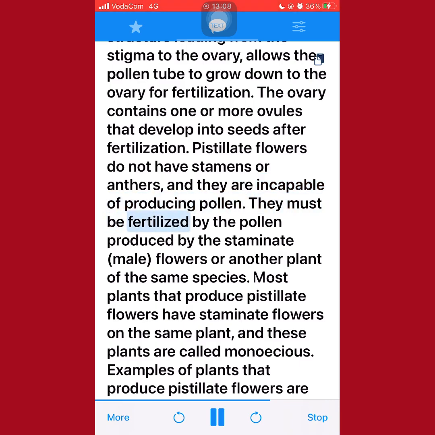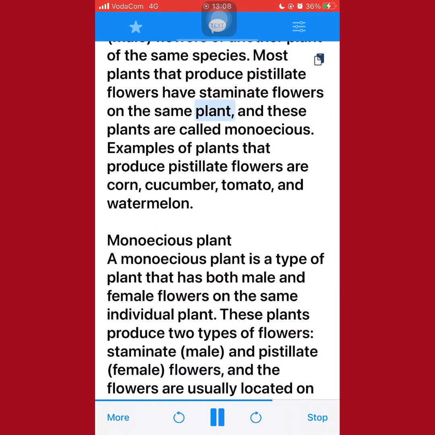They must be fertilized by the pollen produced by the staminate, male, flowers of another plant of the same species. Most plants that produce pistillate flowers have staminate flowers on the same plant, and these plants are called monoecious. Examples of plants that produce pistillate flowers are corn, cucumber, tomato, and watermelon.